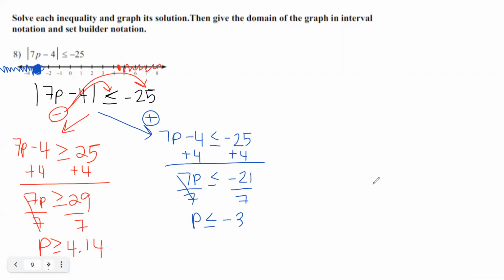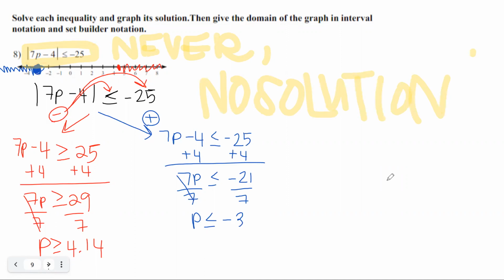But let's take a second and look at this original problem, which we should have done at the beginning, really. All right, I have an absolute value less than or equal to a negative number. This will never happen. We will never have an absolute value equal to a negative. So although I'm algebraically able to solve for the solutions, there's really no solution to this problem because this will never, ever exist.